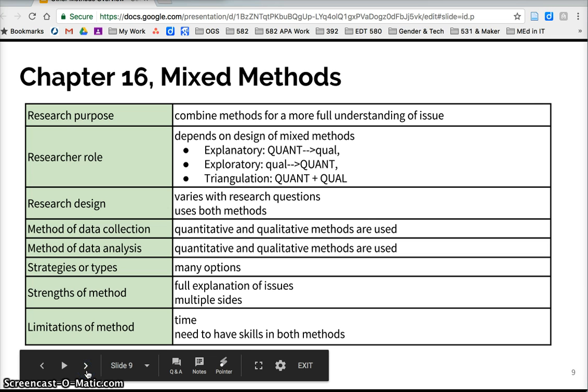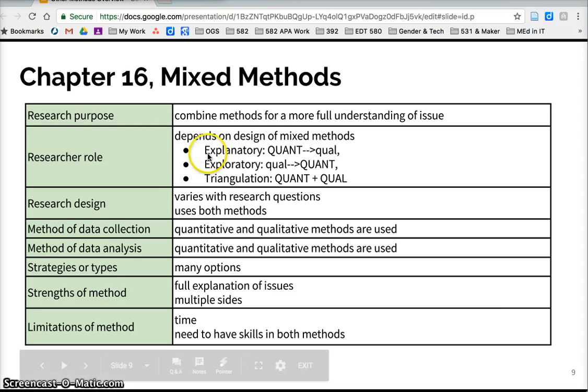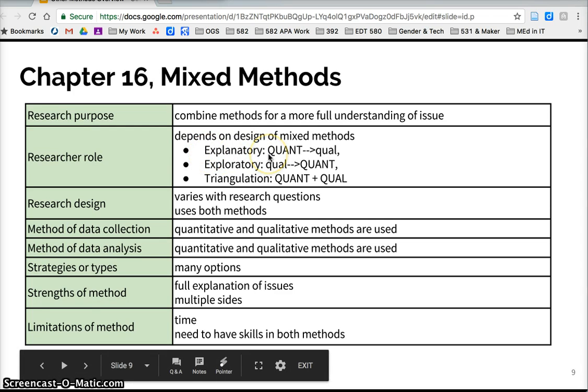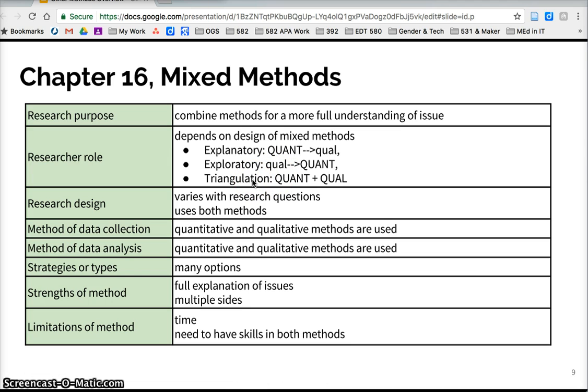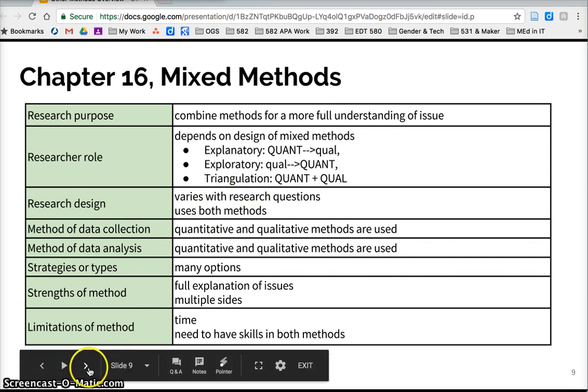Mixed methods, on the other hand, we touched on briefly, but is when you combine the two. And there's 3 major types: explanatory, exploratory, and triangulation. In explanatory, you're doing your quantitative collection first and then moving on to a qualitative. In exploratory, you're typically doing a smaller qualitative piece first, then moving on to quantitative. And then in triangulation, you're typically doing them simultaneously to understand the issue.